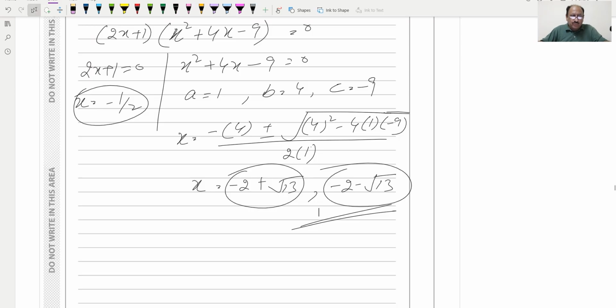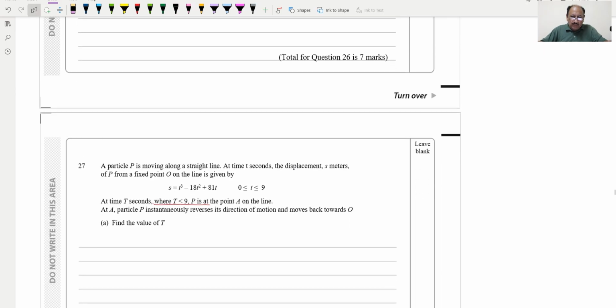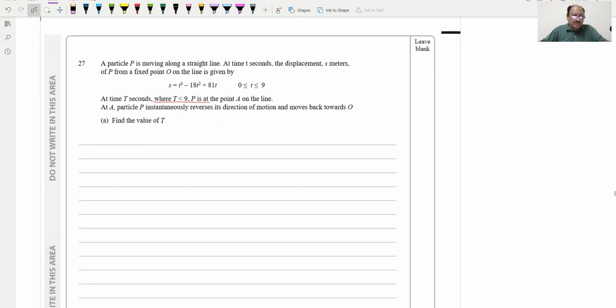Hopefully you understood this. Now, this question 26 was for 7 marks. Now this is question number 27, and it says the particle P is moving along a straight line at t seconds.